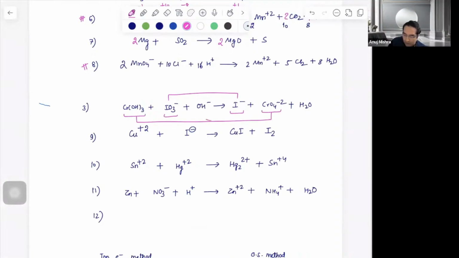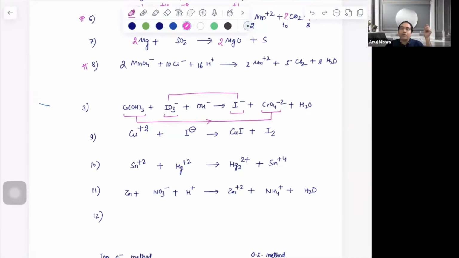Can you just notice this part? Cr(OH)3 to CrO4 2-. Is it oxidation or reduction? Oxidation. It is oxidation, right? So definitely, whenever you talk about electrons to be added, it should be added on the right side, or on the left side it should be minus. Whereas in the other case, IO3- to I-, there is loss of oxygen, so it is reduction. There you have to add electrons on the left side, and the electrons added on both sides should cancel out each other. Okay, this will be the follow-up of the ion electron method.